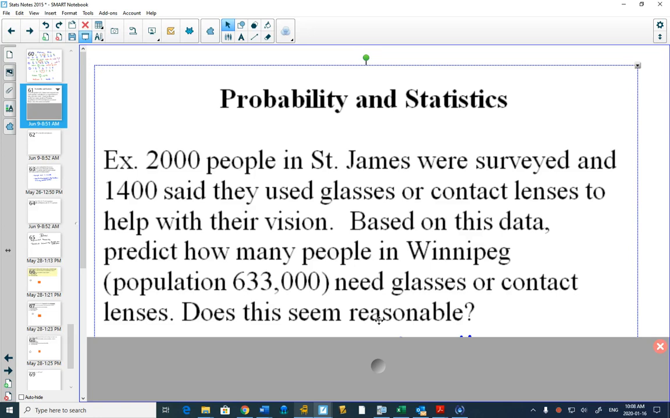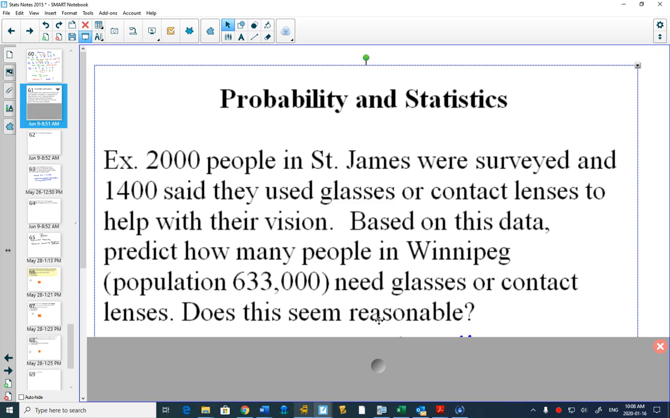And then we'll talk about whether or not we think this is reasonable. So this is how statistics is used. It's often not easy to ask everybody in an area. It would take a long time to ask everybody in Winnipeg. So instead, they do a survey of fewer people. They did a survey of 2,000 and 1,400 had glasses.